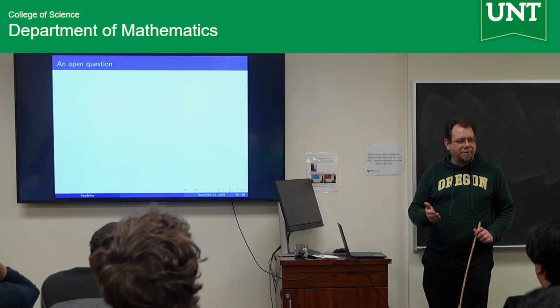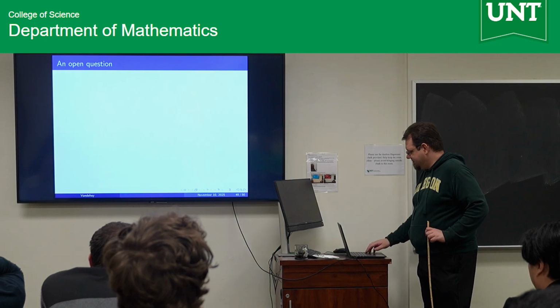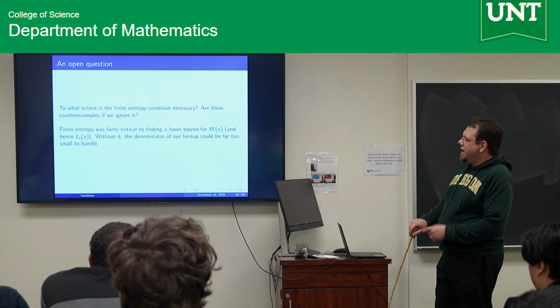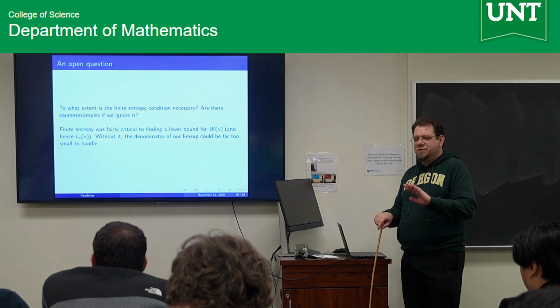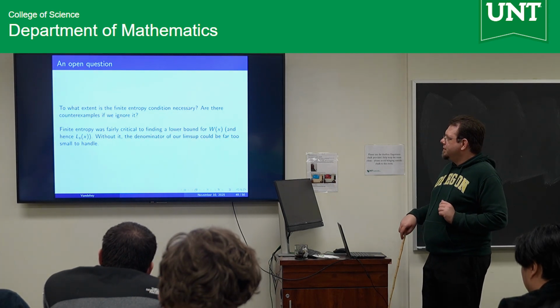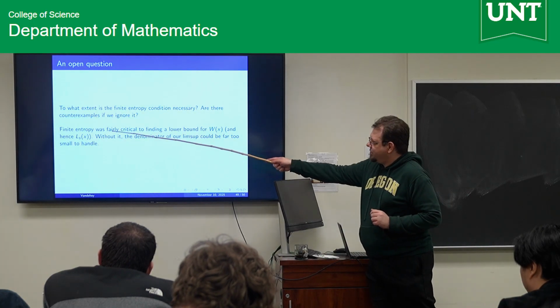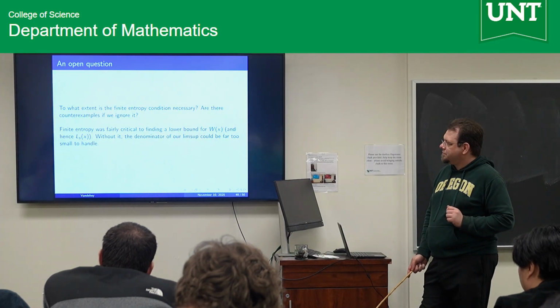Well, I've given you the proof. Now let me give you all an open question, and I can come back and you can all teach me something. I have a finite entropy condition. And as I told you before, at some point you knew when to cut your losses and you stopped trying to prove something harder. But is it actually necessary? Are there counterexamples to my construction if we ignore this finite entropy condition?